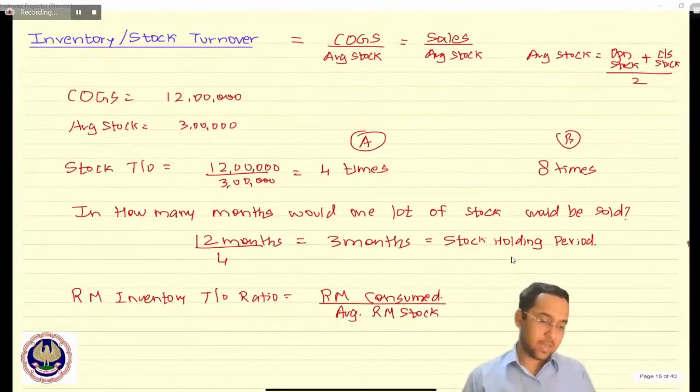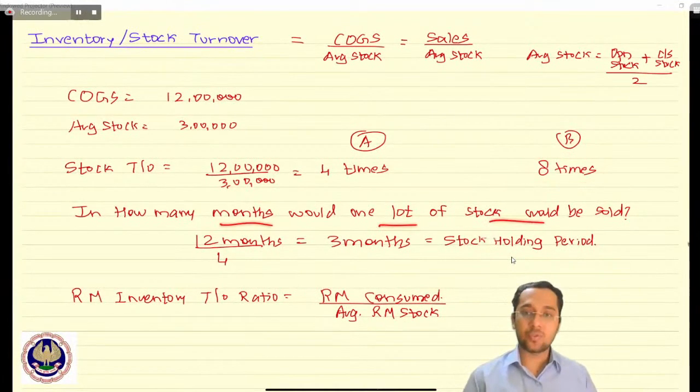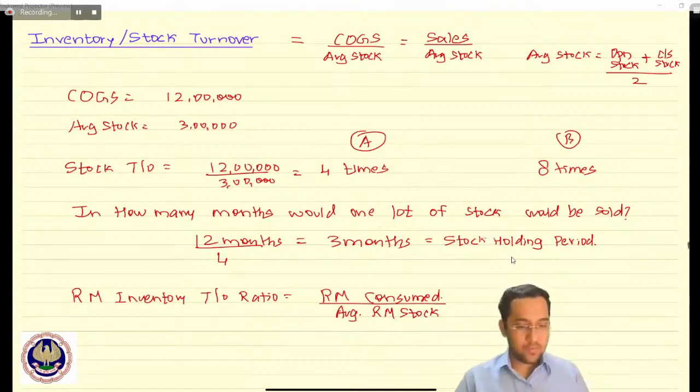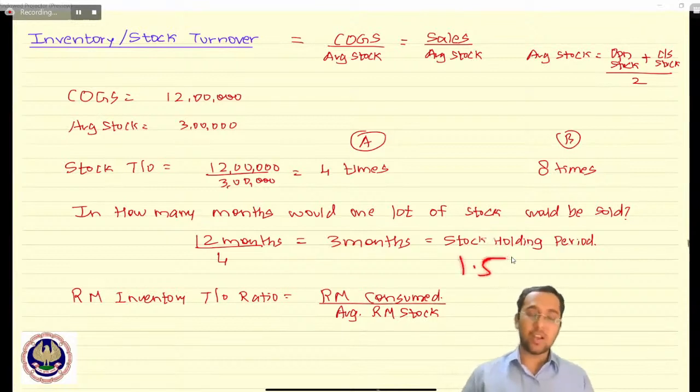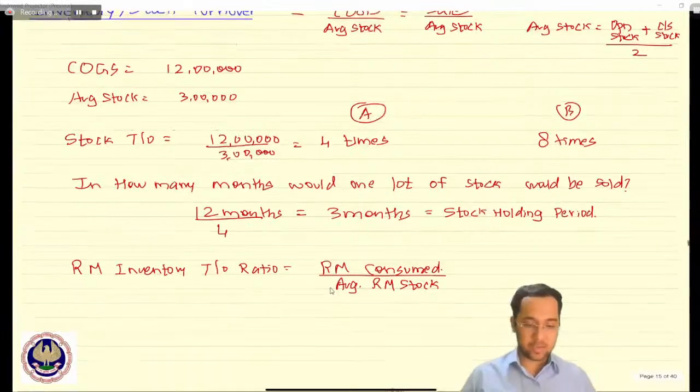And you can also understand that if it is 8 times, the time required to sell one lot of stock will also be lower. It won't be 3 months, it will be half of it, which is 1.5 months. So it means that I need not hold my inventory for long. It gets sold very easily in a short span. So 8 times is obviously the correct answer.